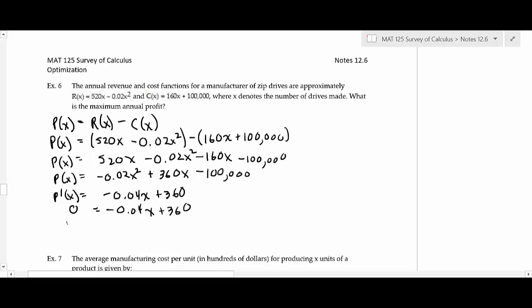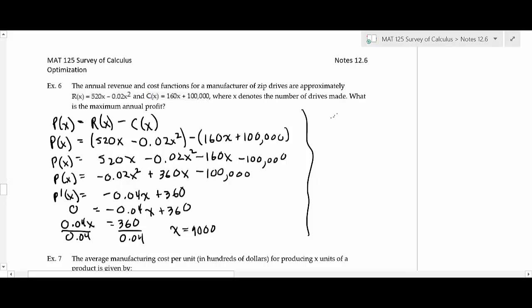Okay, what'd you get? 9,000. Okay, so I should be able to do this and then divide by 0.04. And let's see, what'd you say? Yeah, 9,000. Okay, so if you got that, you're in good shape. So that's x equals 9,000, but what does that mean? That's production level. So that would be how many zip drives you're producing.